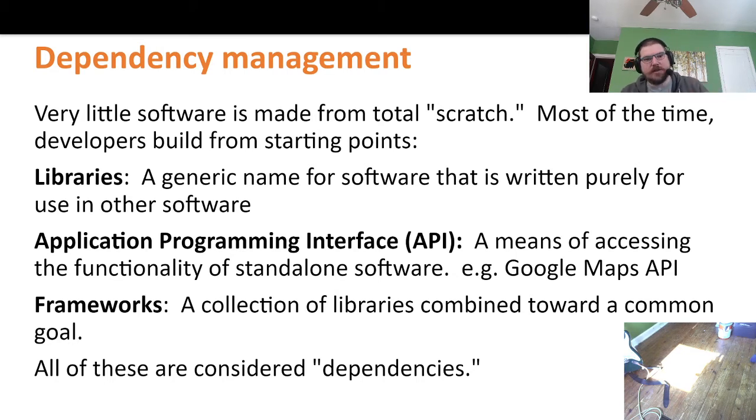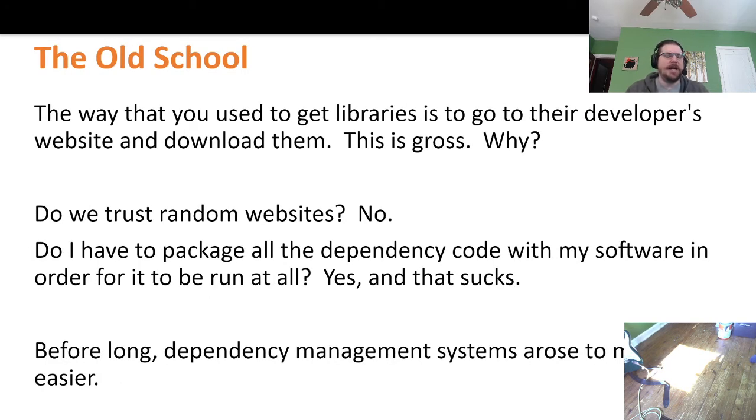All of these things are considered dependencies. Why? Because your code depends on them for its function. So they're dependencies. You can't run your code without them, if your code uses a library or an API or a framework or any of these things, it can't work without them, right? So it's dependent on them for its function. So they're all dependencies. So how did we deal with dependencies in the past?